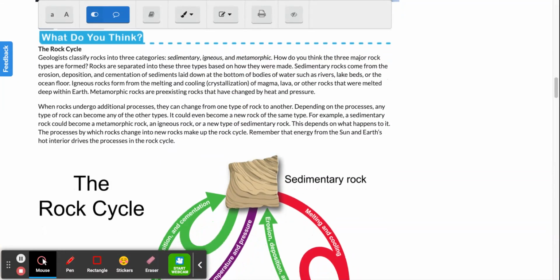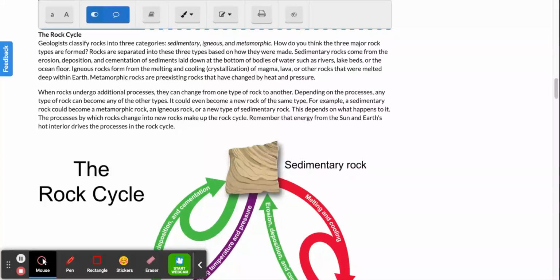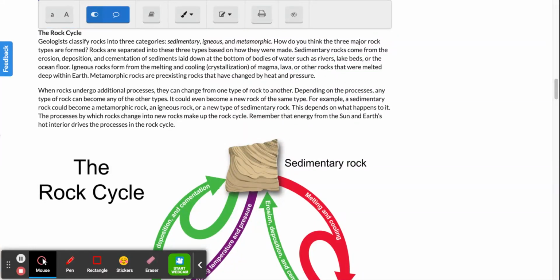The rock cycle. Geologists classify rocks into three categories: sedimentary, igneous, and metamorphic. How do you think the three major rock types are formed? Rocks are separated into these three types based on how they were made.